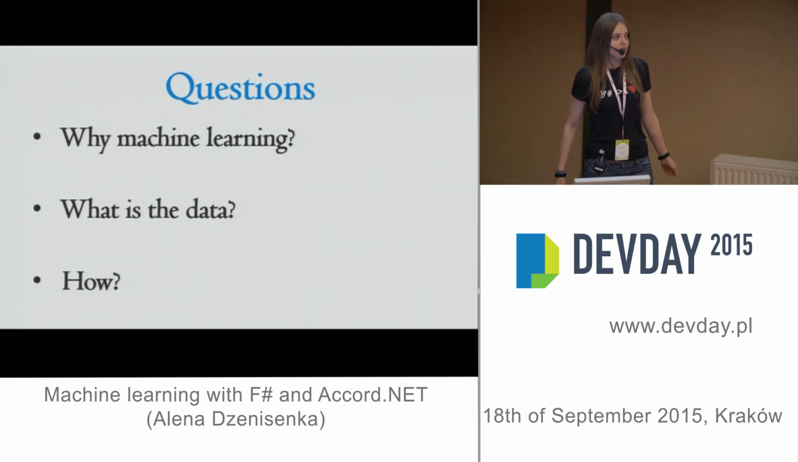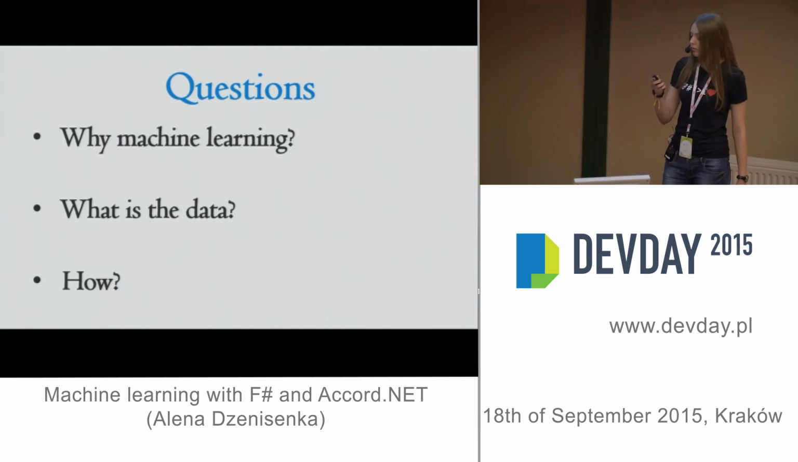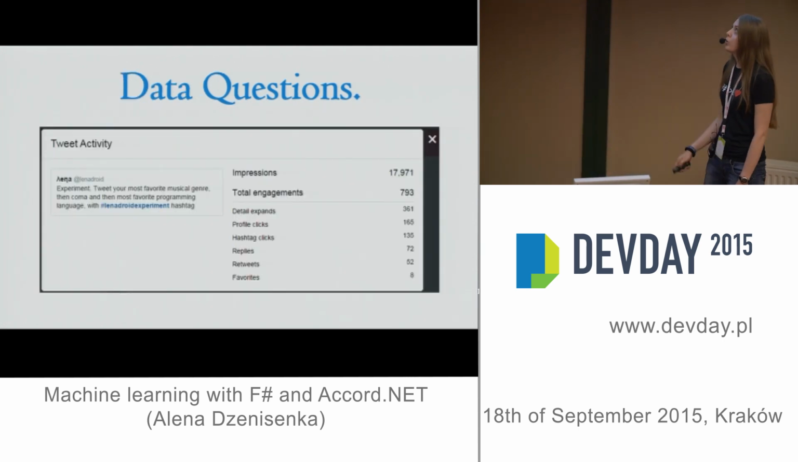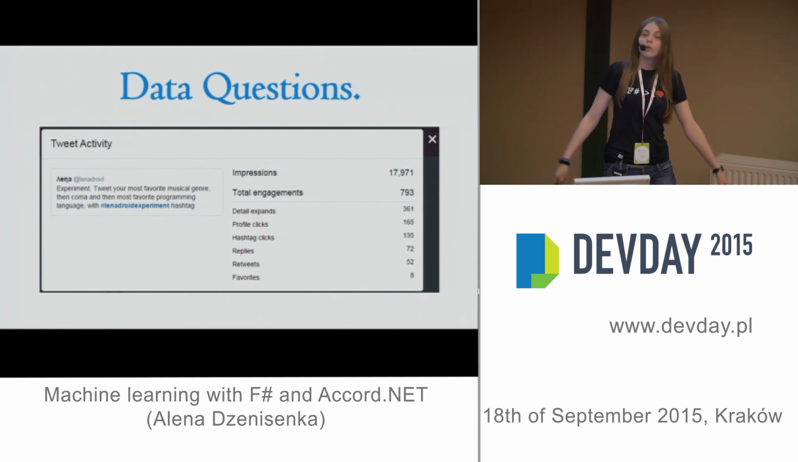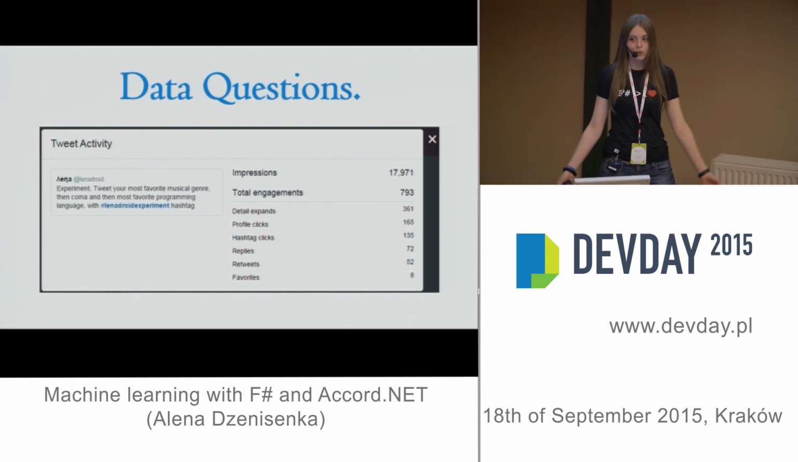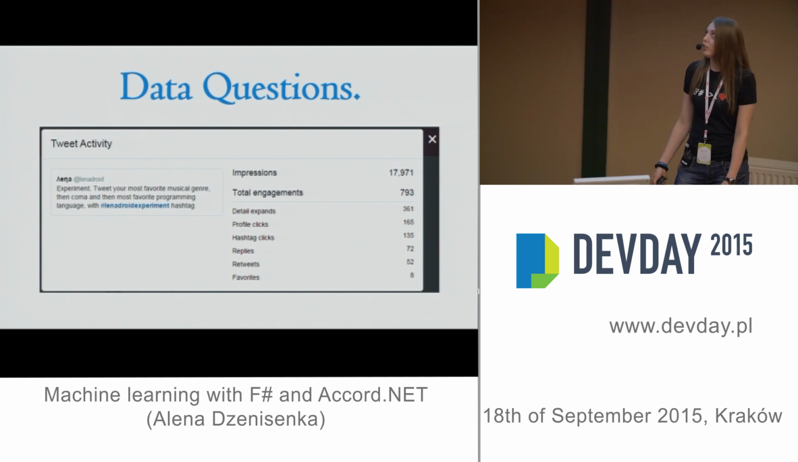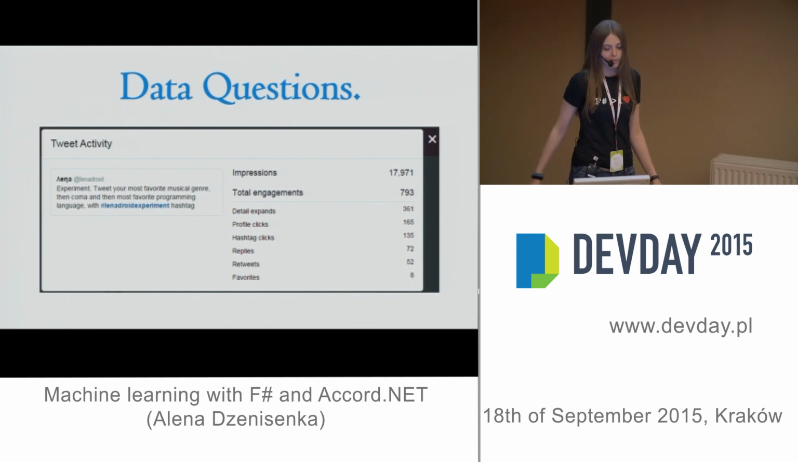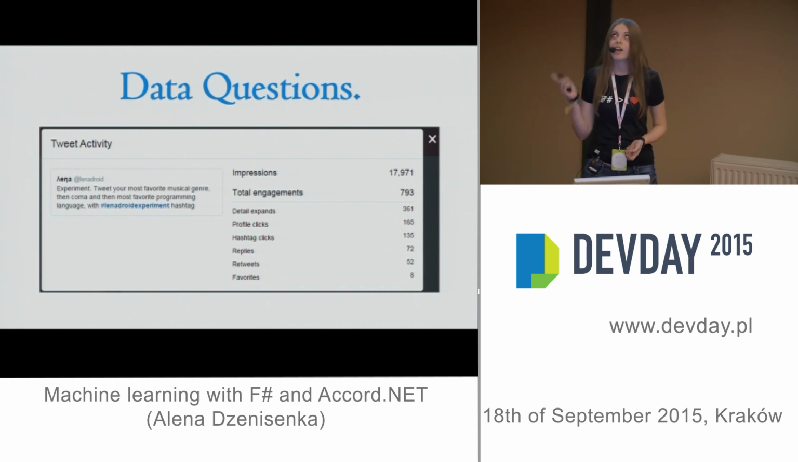So I decided to ask a question to find out how clean the data would be that I get as an answer to my strictly schematic question. So I asked on Twitter to tweet your favorite musical genre, then a comma, and then your most favorite programming language with the hashtag.